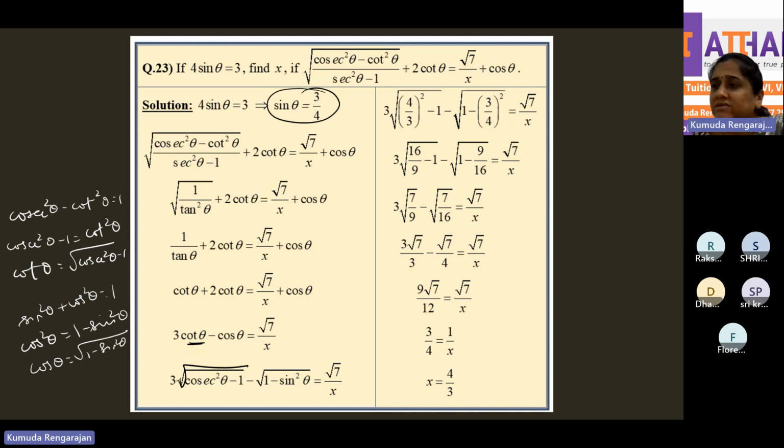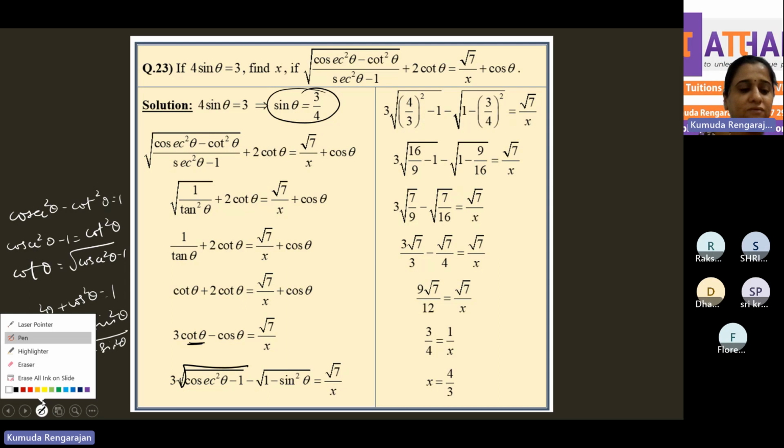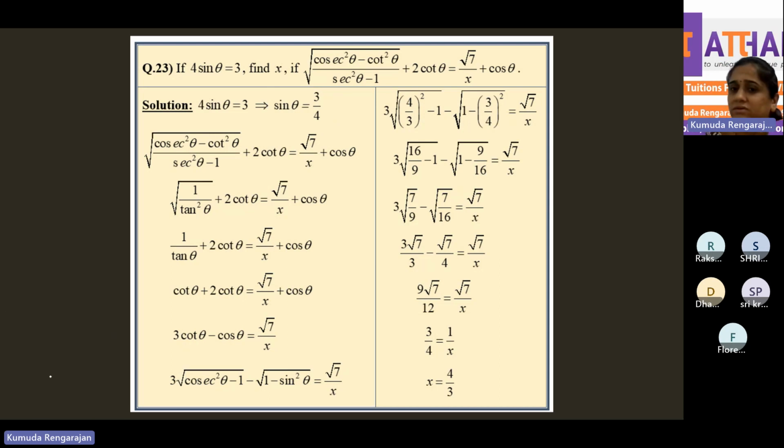So why have we replaced that? Because that way we can introduce cosecant and sine, and we have the value already. Sin theta is 3 by 4, so cosecant theta will be 4 by 3. That's the reason, without using the right triangle. We can write cot in terms of cosecant, and cos in terms of sine.